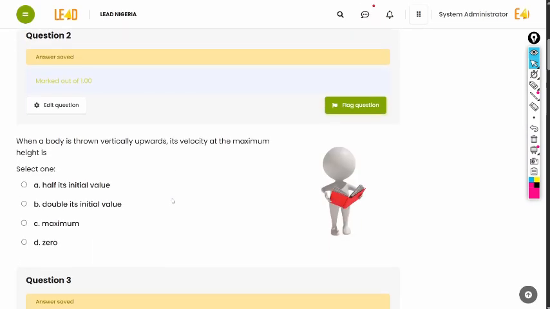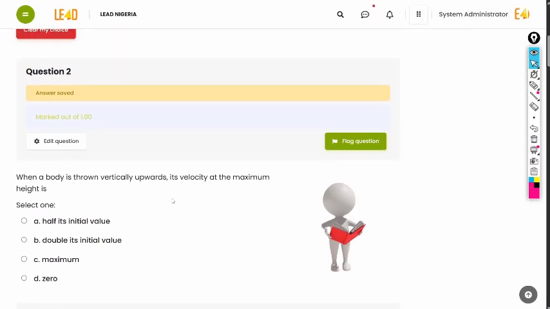Alright, so question 2 says, a body is thrown vertically upwards. Its velocity at the maximum height is 0. Alright, free fall. A body is thrown upwards, the velocity at the maximum height is 0. So what happens is that the velocity keeps on reducing. You probably projected it with some initial velocity, but because gravity is acting downwards, negative, it keeps on pulling away from your velocity, reducing the speed until it gets to the maximum height where it stops, and then it begins to fall down with negative velocity.